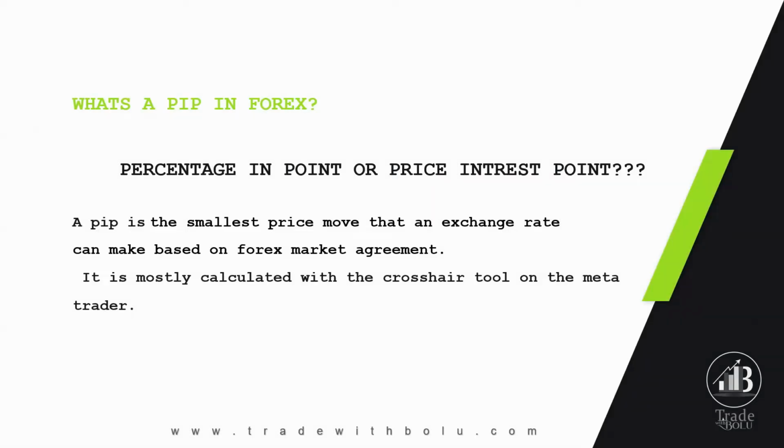So what's a PIP in the Forex market? It stands for percentage in points, but some people call it price interest points. So what does this mean? It is the smallest price move that an exchange rate can make based on Forex market agreements. You check this out on your MetaTrader platform with the crosshair tool. It's just the minimum, the smallest price difference within a quote. That's basically the basic definition.